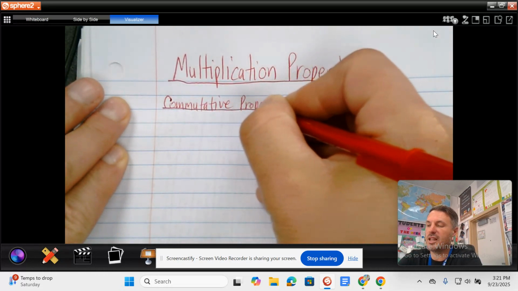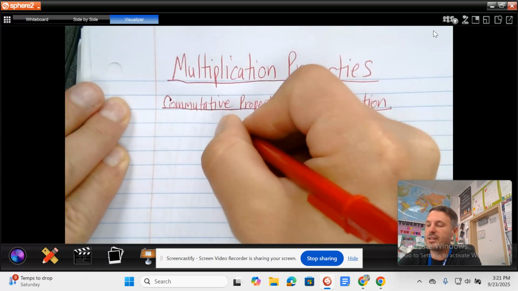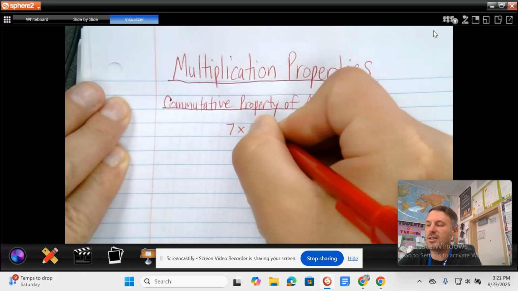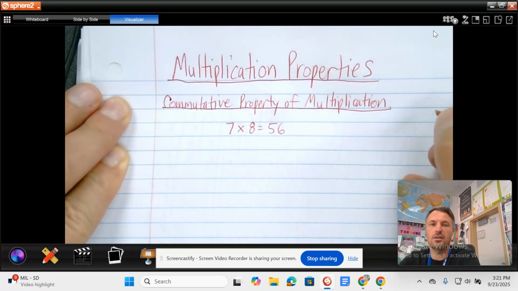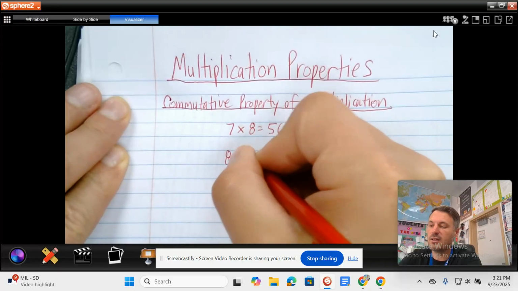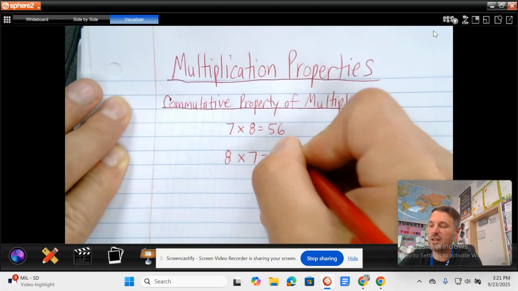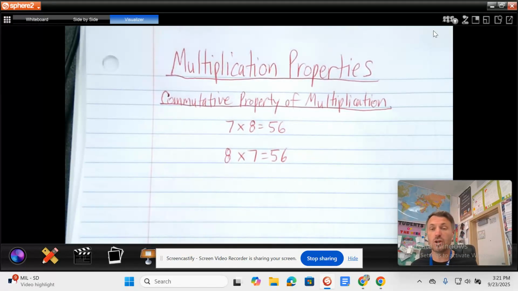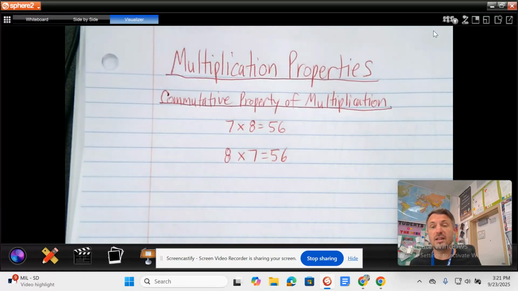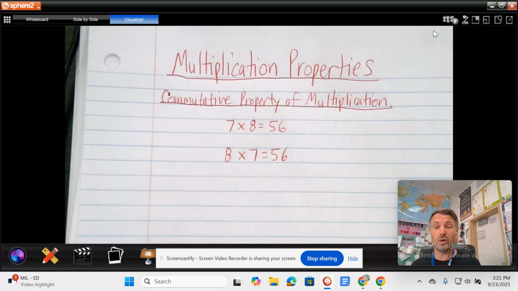So here's an example of that. 7 times 8 equals 56, and 8 times 7 equals 56. See, it doesn't matter if you put the 8 first or if you put the 7 first, they still equal 56. Now, that does not apply to division. 7 divided by 8 does not mean the same thing as 8 divided by 7. But when you're multiplying, it doesn't matter what number you put first. They're both factors. They have the same name. You can multiply them in any order.